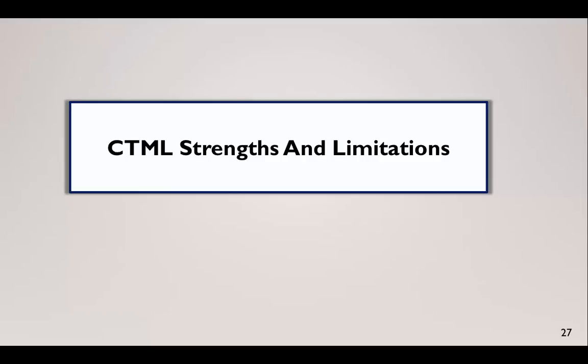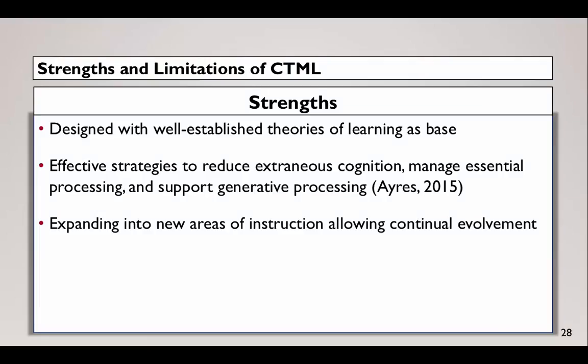Now I'm going to talk about the cognitive theory of multimedia learning strengths and limitations. The strengths of the cognitive theory of multimedia learning include the basic underlying framework of well-established theories of learning. Research suggests effectiveness of strategies to reduce extraneous cognition, manage essential processing, and support generative processing. And the theory is expanding into new areas of instruction, such as medicine, that will allow this theory to continue to evolve.